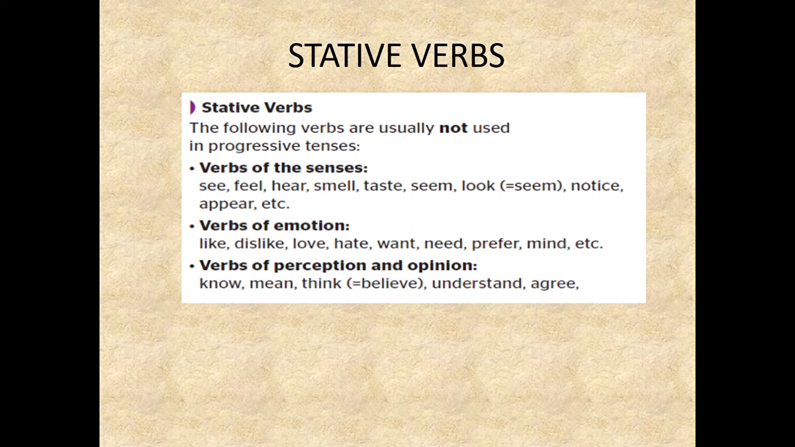Verbs of emotions. Do you say I'm liking chocolate or I like? I like. Like, dislike, love, hate, want, need, prefer, mind, etc. Also, verbs of perception and opinion. Know, you express your opinion. I know, I mean, I think, I believe, I understand, I agree. So these verbs, you cannot use them as present progressive.